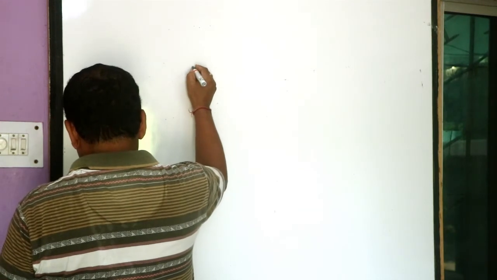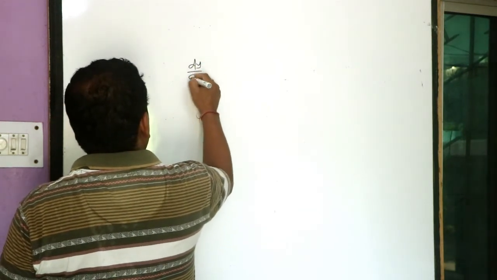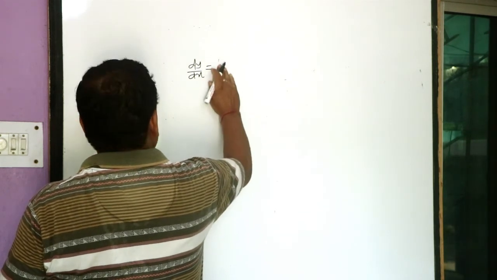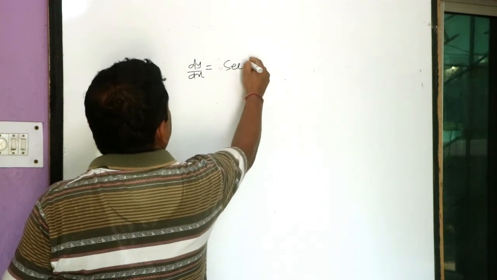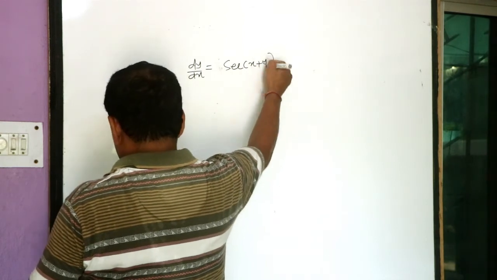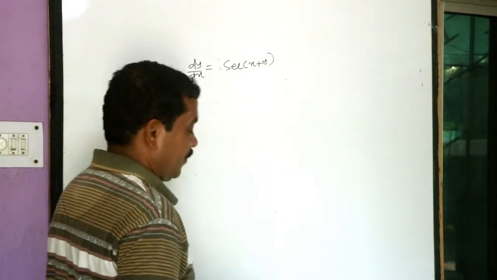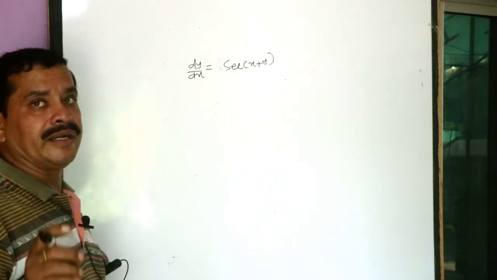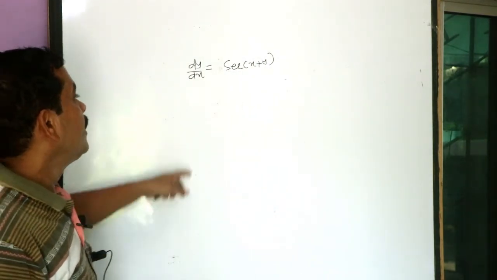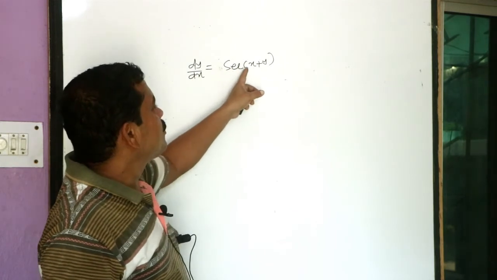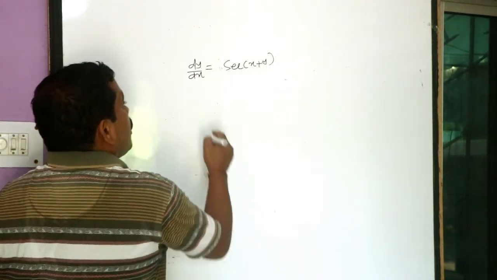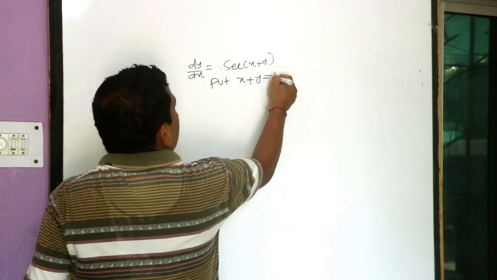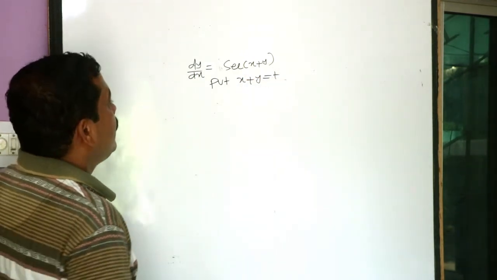Suppose the differential equation is dy/dx = sec(x + y). How to solve this differential equation? By the technique of variable separation. Here dy/dx = sec(x + y). Just put x + y as t.